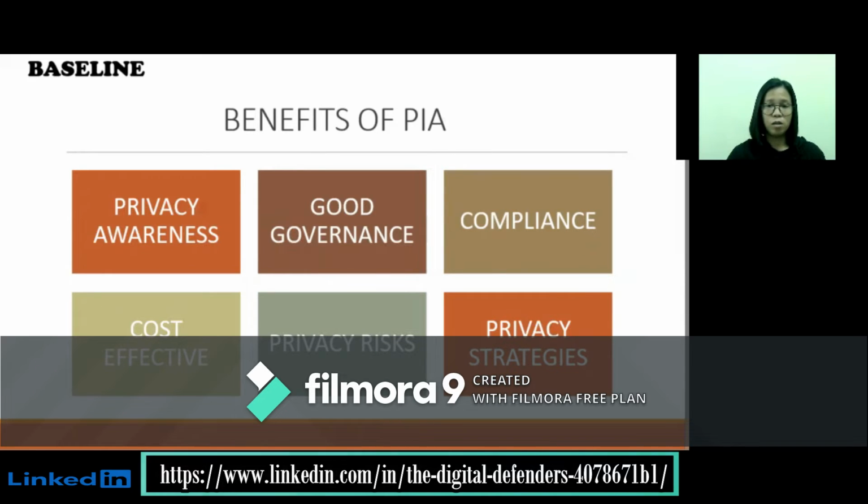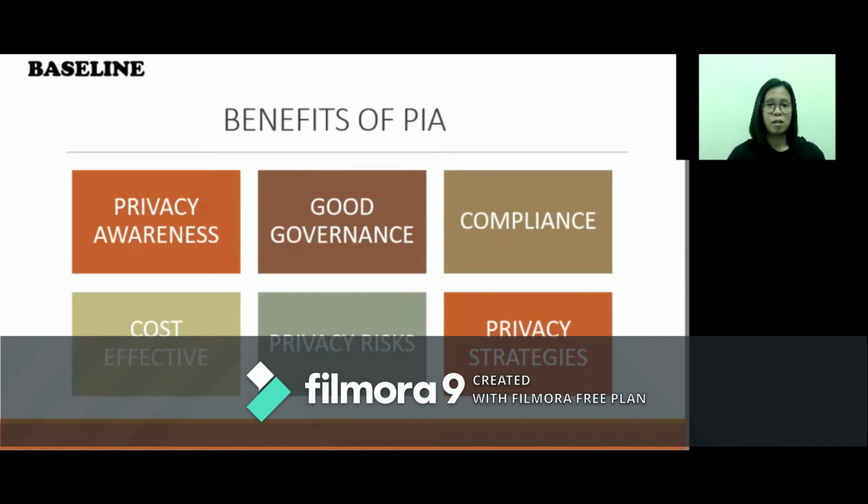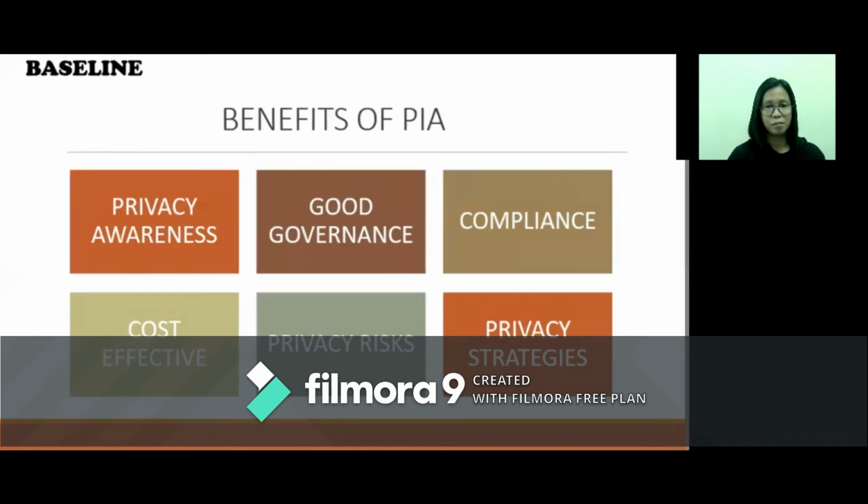In each department, there should always be privacy strategies. We have to have different login names and passwords. Locks should be in place, and make sure that the data cannot be easily accessed without authorization from the PICs.